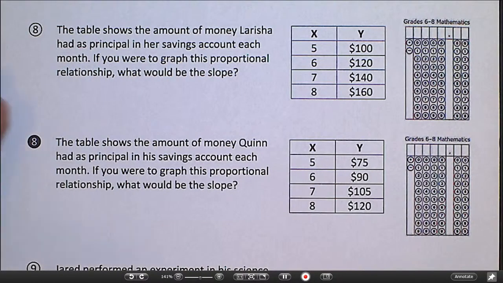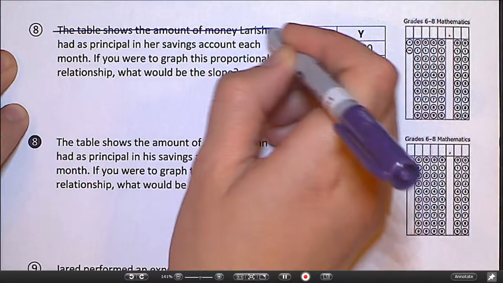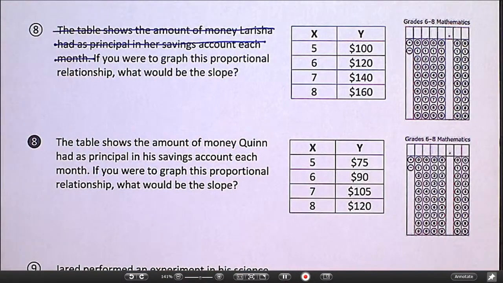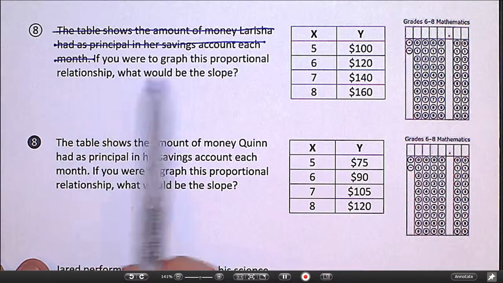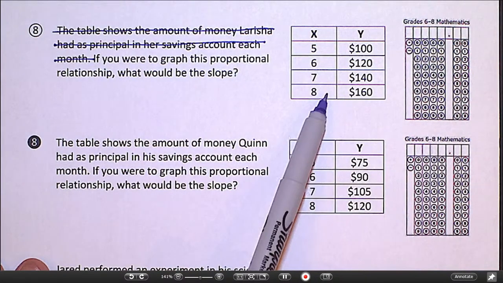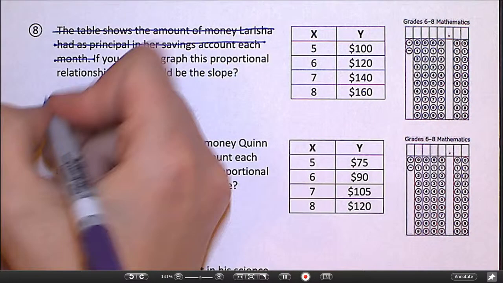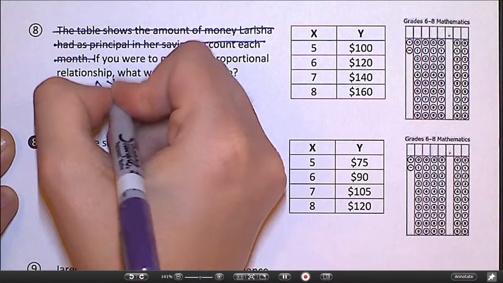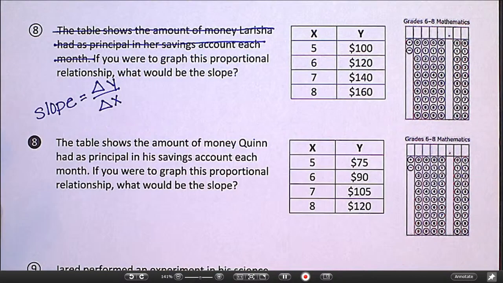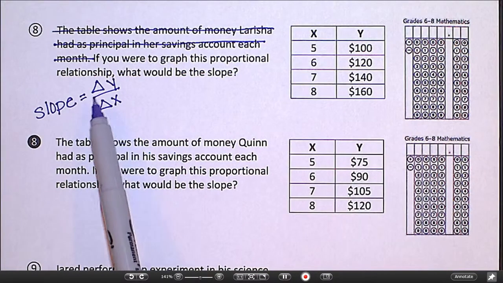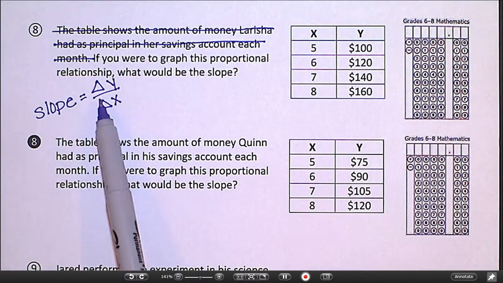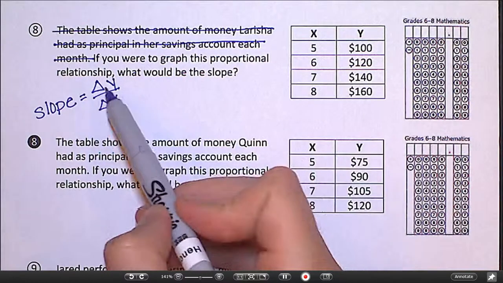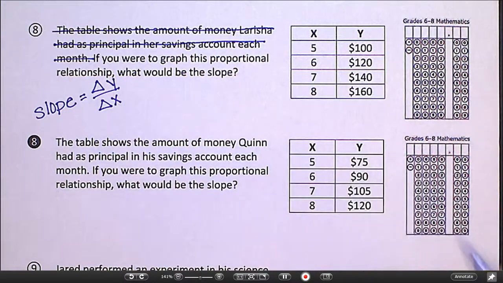All we want to know, we don't care about any of this, because none of that is relevant. None of that matters. All we care about is, if you were to graph this proportional relationship right here, what would be the slope? Well, we know that slope equals the change in y over the change in x. Okay, and this little triangle is the Greek letter delta, and it means change. So it's how much does y change over how much does x change.